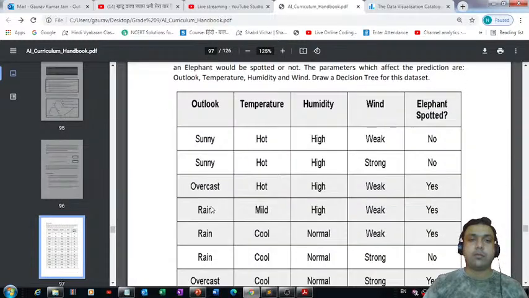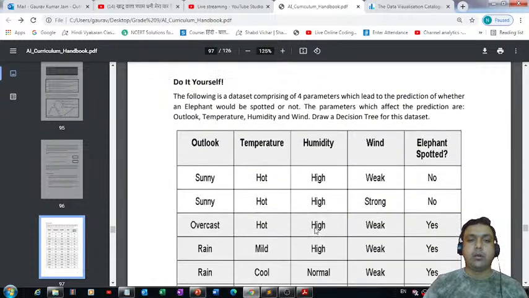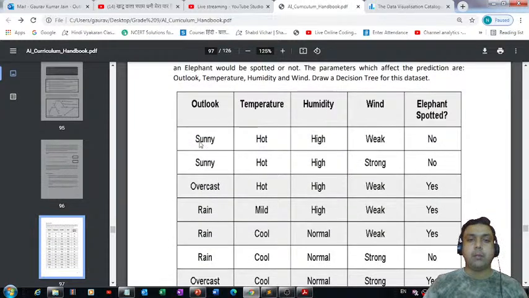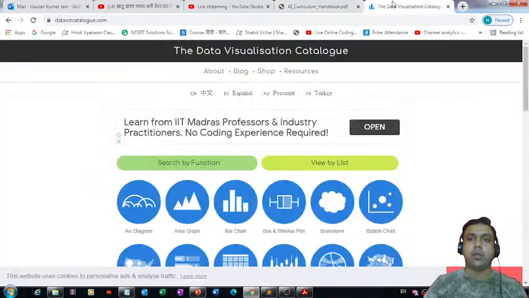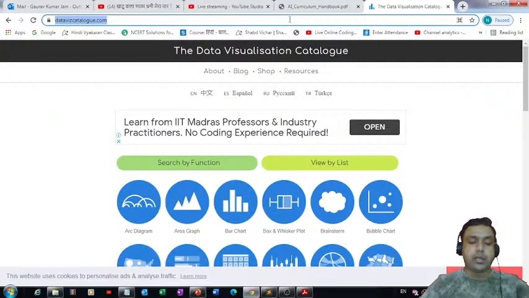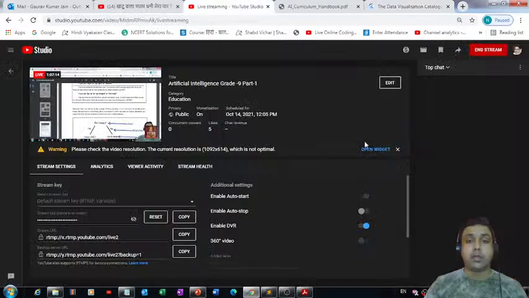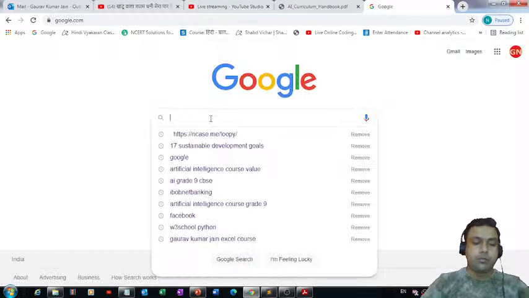After this we have this data set over here. There is a question where you have to draw a decision tree based on the data given in this tabular form. So where can you find the answer to this question? Let me tell you, because it is important. You need to know the answer to this question, so you can check out the answer here.